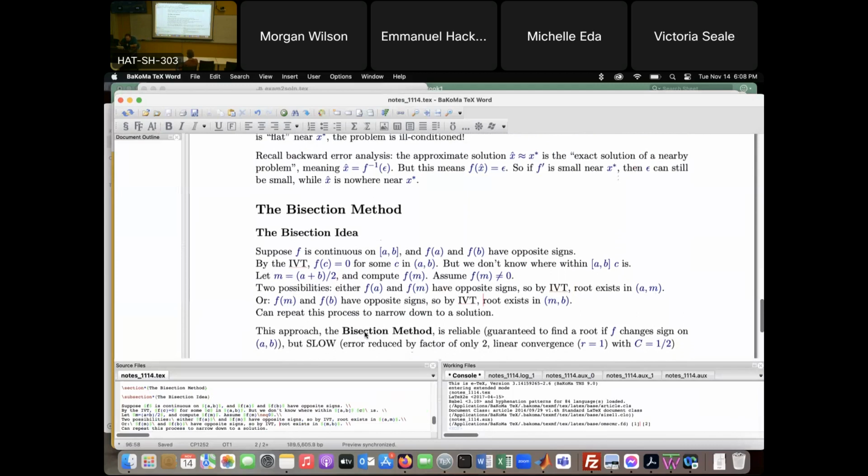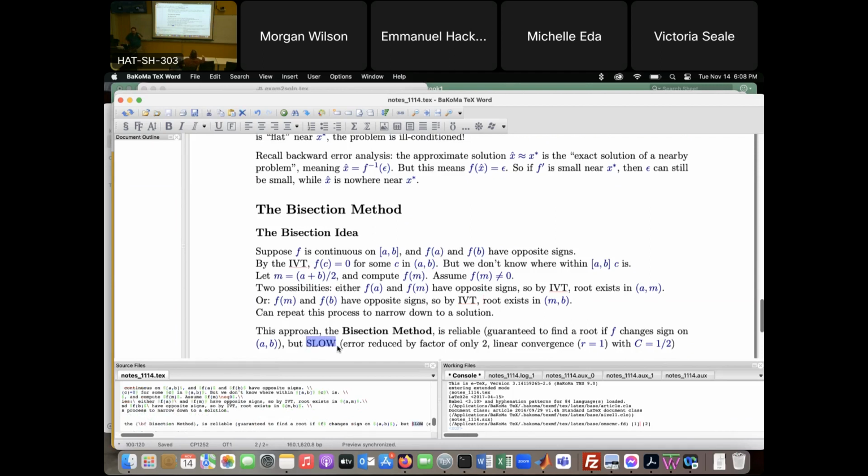So one thing that we can say about this method, it is reliable. If you have an interval AB to start with, where f is known to change sign, then this method absolutely will find a root eventually. Cutting the error in half, that's not great. We can definitely do better than that. So the reliability is nice, which is one reason why bisection is actually used in practice, often in conjunction with other methods.